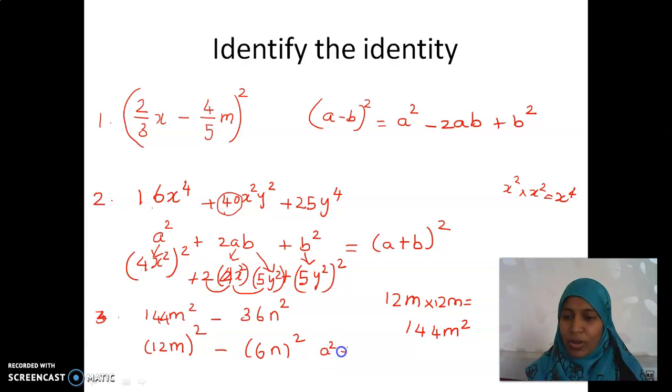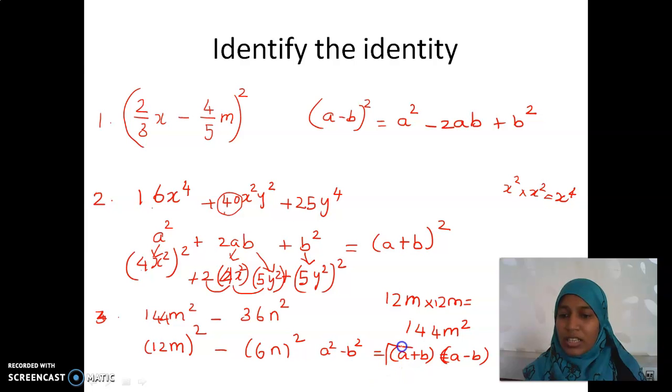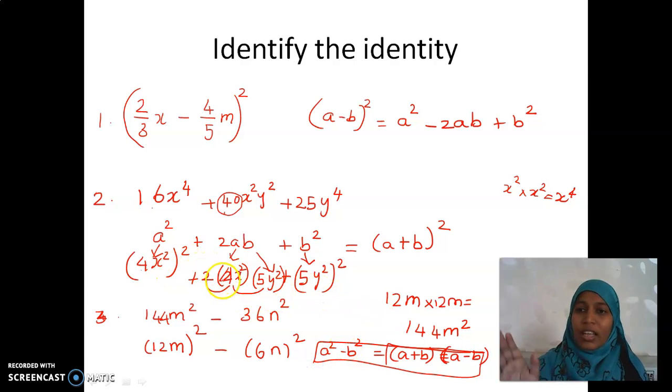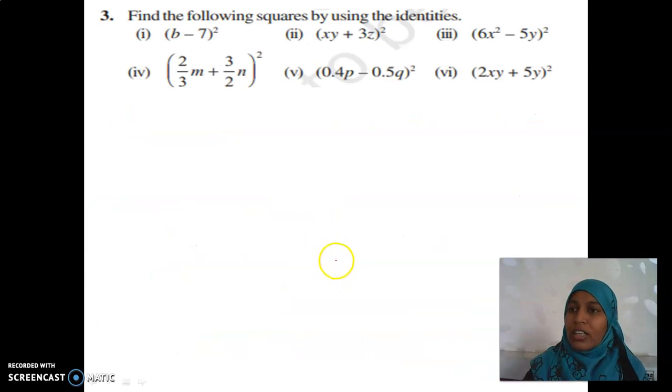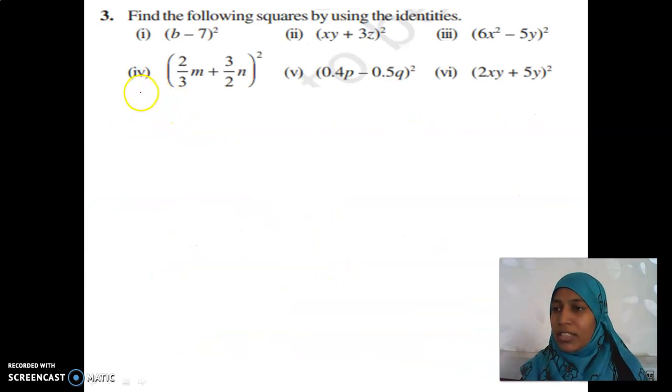So which identity will match this expression? It is a squared minus b squared, which is equal to a plus b into a minus b. See, these three identities, you can have it either right hand side equal to left hand side or the other way around. It is not always compulsory to write a plus b alone as in the beginning. Here, I have written in reverse order. Hope you understood, children.